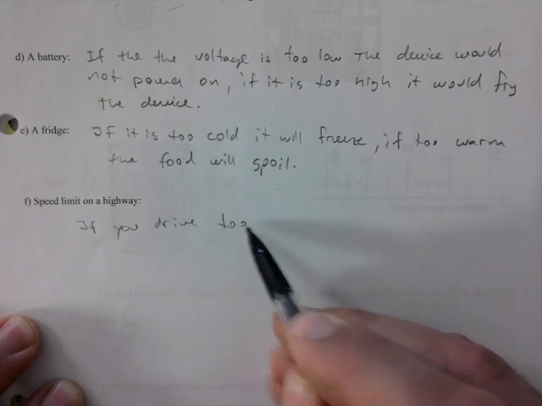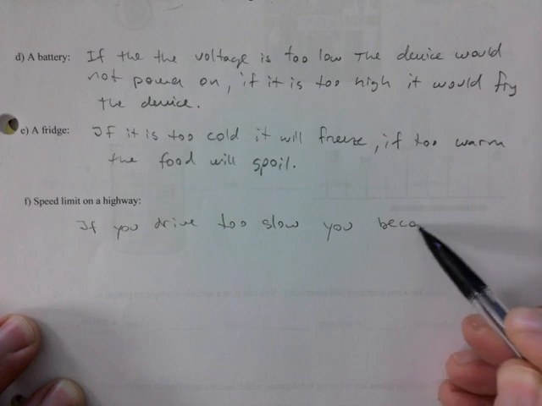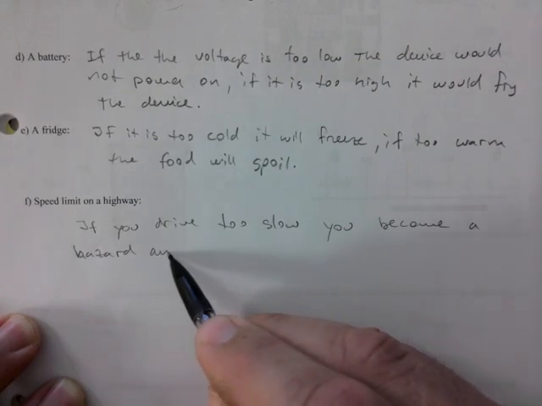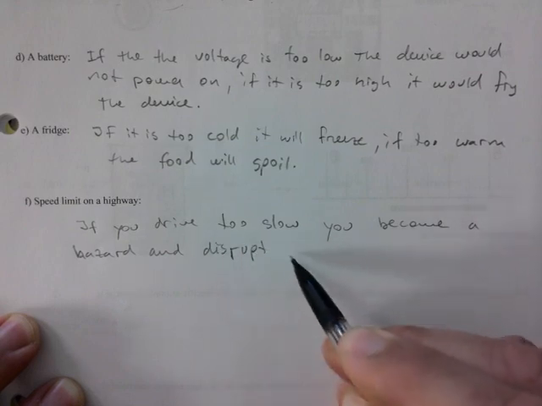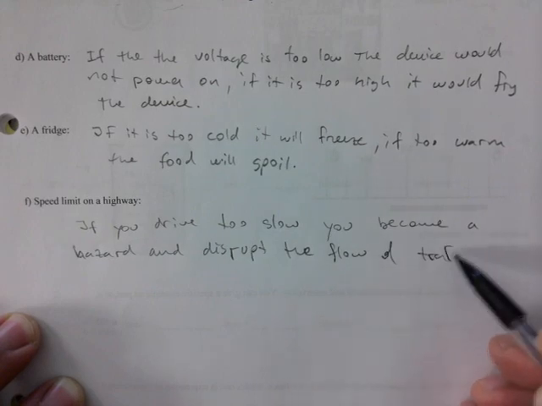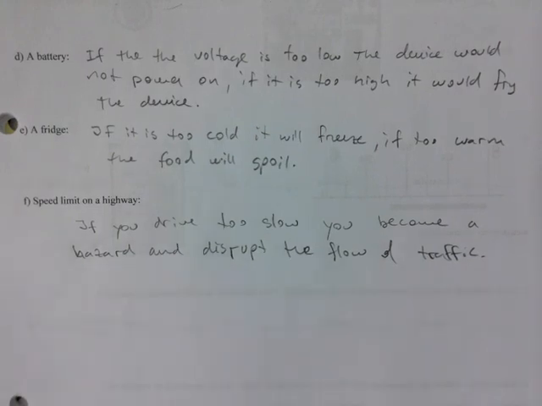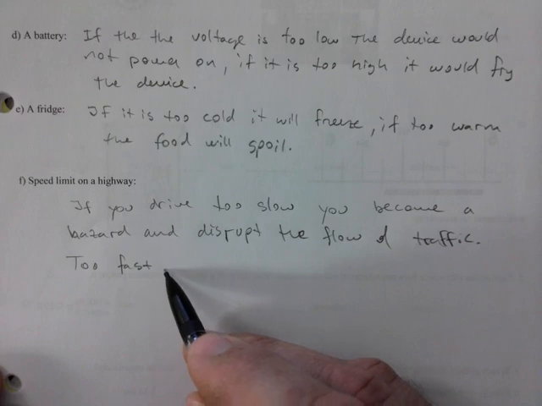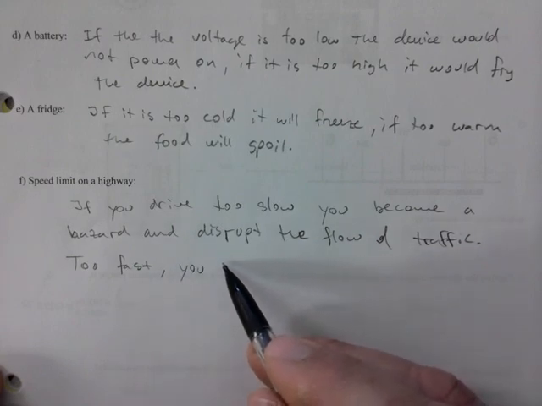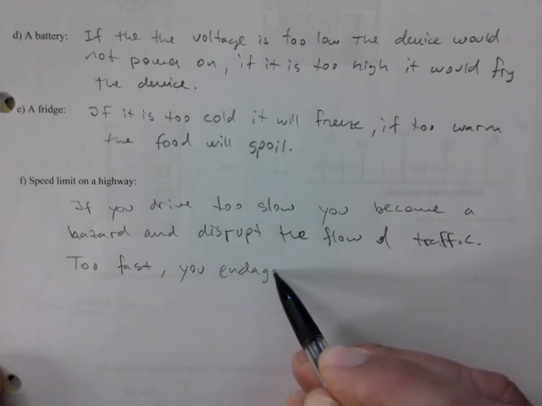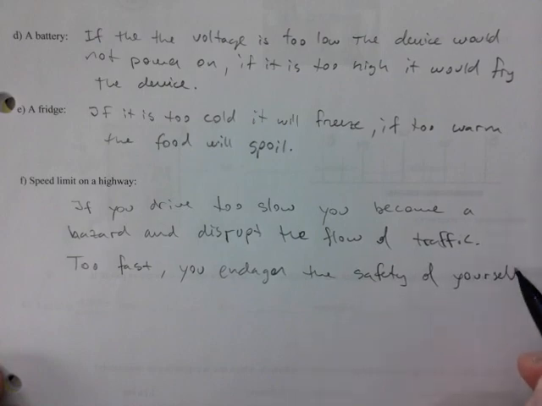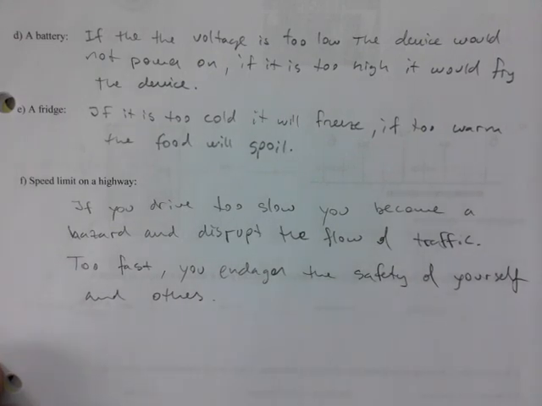If you drive too slow, you become a hazard and disrupt the flow of traffic. This is where you come in and you just write your heart out and make me see that you understand what needs to happen, right? Too fast, comma, you endanger the safety of yourself and others. Something like that. That's probably not the best example, but I tried.